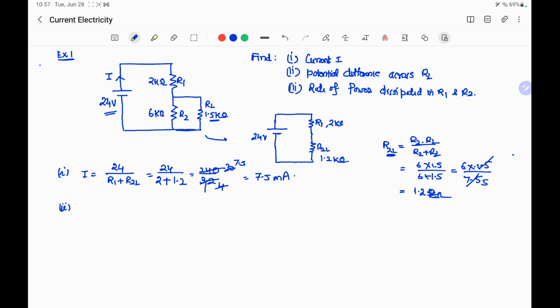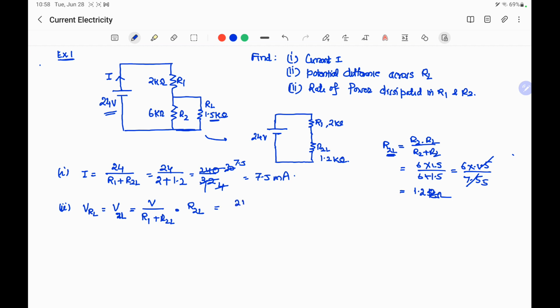Second, we have to find the potential difference across the load resistance RL. The potential difference across RL will be the same as the potential across the parallel combination of R2 and RL. Therefore, using the voltage division rule, we can write the voltage across load resistor RL will be equal to the voltage across the parallel combination of resistance R2 and load resistance RL, and this will be equal to the total voltage by the cell divided by the total resistance in series. This is R1 and R2L, and then the resistance across which we have to find the voltage.